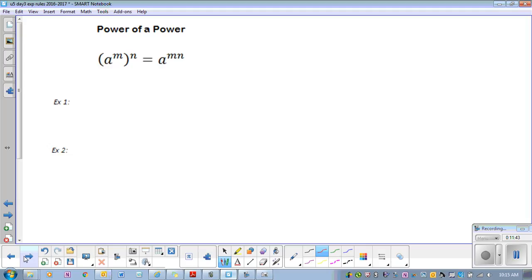The power of a power is right below the one that we just did. So now you already have a to the m power, but you're taking that a to the m power to another power, to the n power, okay? So whenever you have parentheses with an exponent, guys, you have to multiply those exponents. So we multiply now.